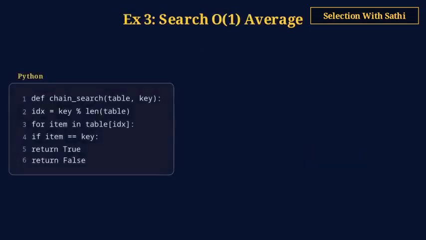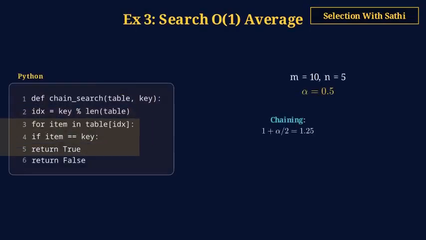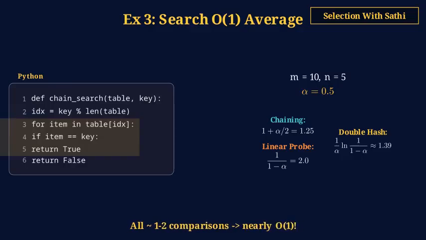How fast is search in a hash table? Table size 10, 5 keys stored, so alpha equals 0.5. Look at the search code, lines 2 and 3 compute the index and scan. For chaining, successful search averages 1 plus alpha over 2, which is 1.25. For linear probing, the formula gives about 2 comparisons.